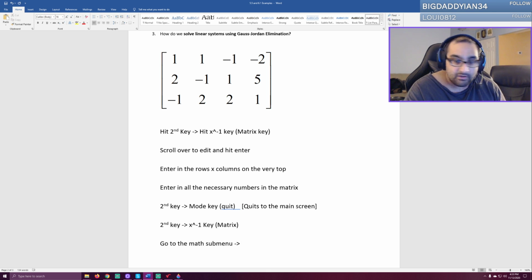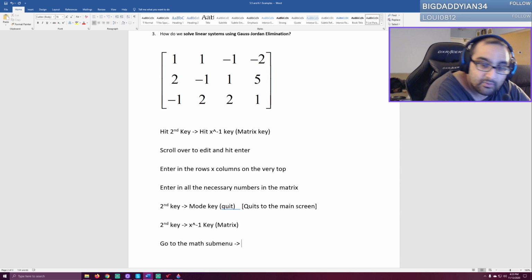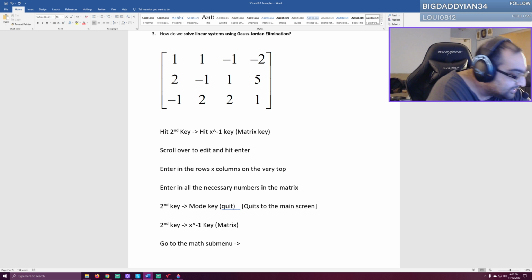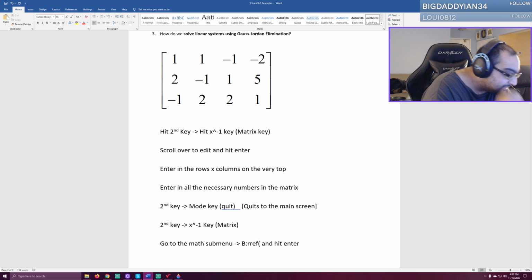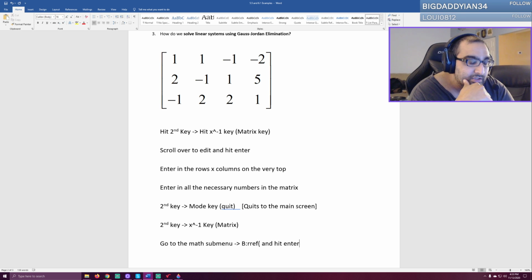And there is a particular math submenu option that we're going to do from this long list. We want to specifically pick option B. So hover over option B, which says RREF, and it has a parenthesis next to it, and hit enter. Okay. So on your main screen here, you should see RREF with a left parenthesis. That's it. That's all you should really see on your main screen so far.